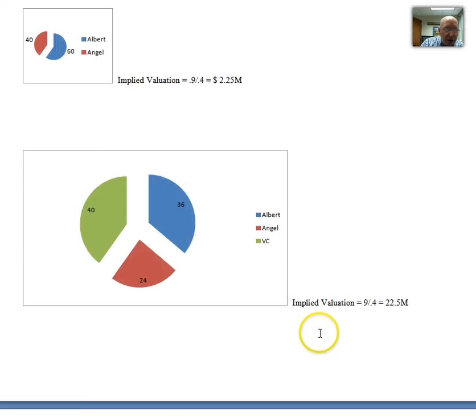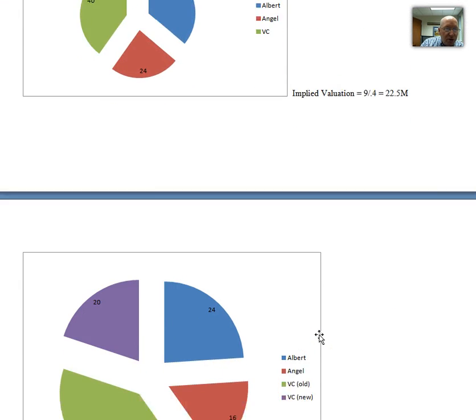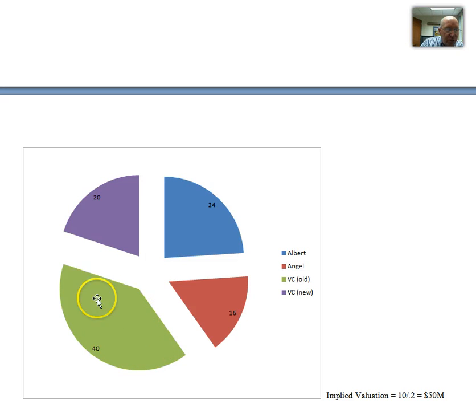What's that look like on the pie? Well, now the pie has grown even further. Now here's the original 40% the VC owned. The VC bought an additional 20%. So again, that shrunk the size of Albert's pie and the Angel's pie. And again, if the VC owns 60%, that leaves Albert and the Angel with this 40%.